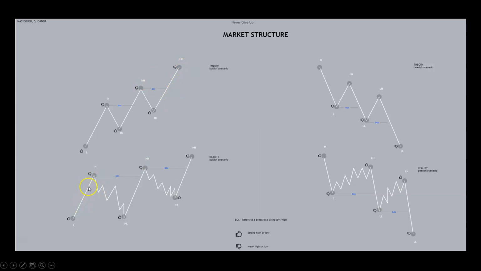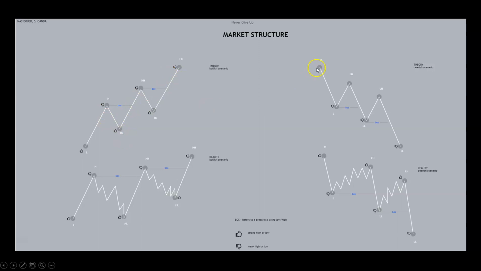This is a more complex scenario of this on top, where you'll see not a very clear trend. In most cases, this is what's happening in the markets. It's not a very clear trend. It's not as simple as the market creating higher highs and higher lows.